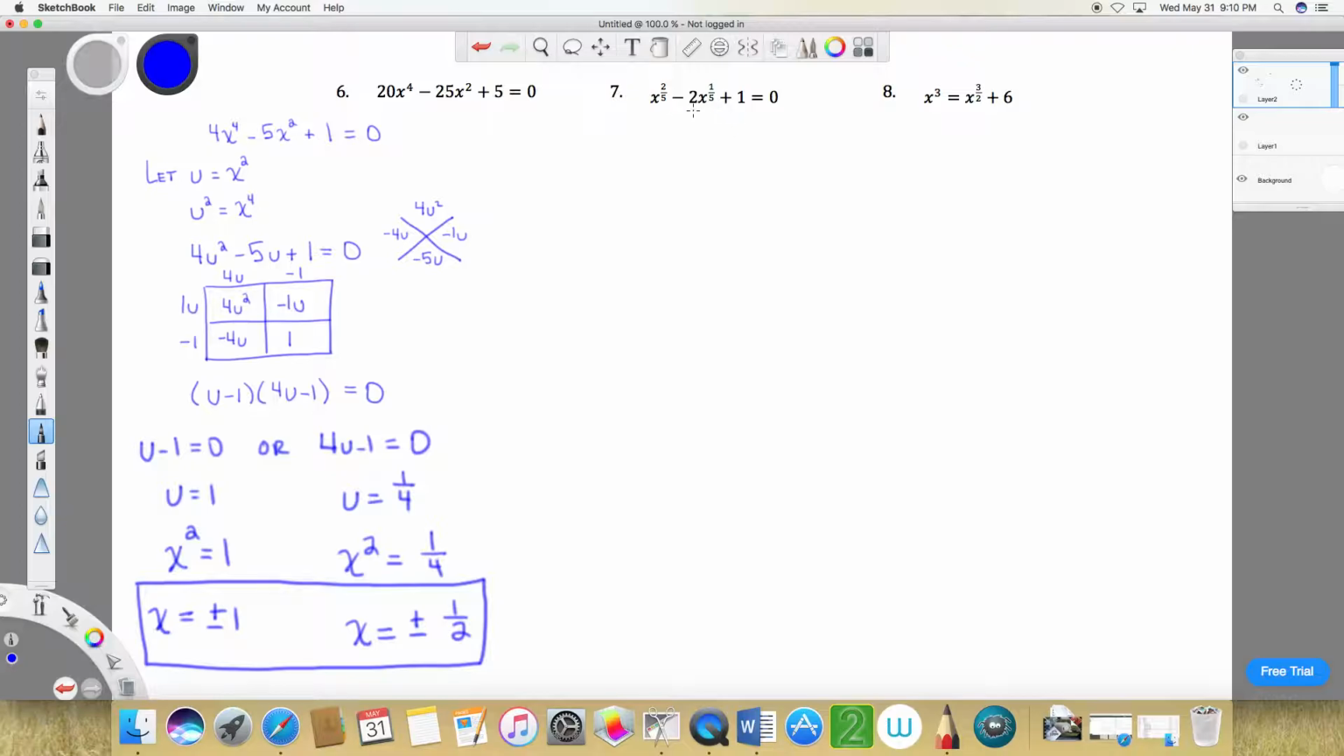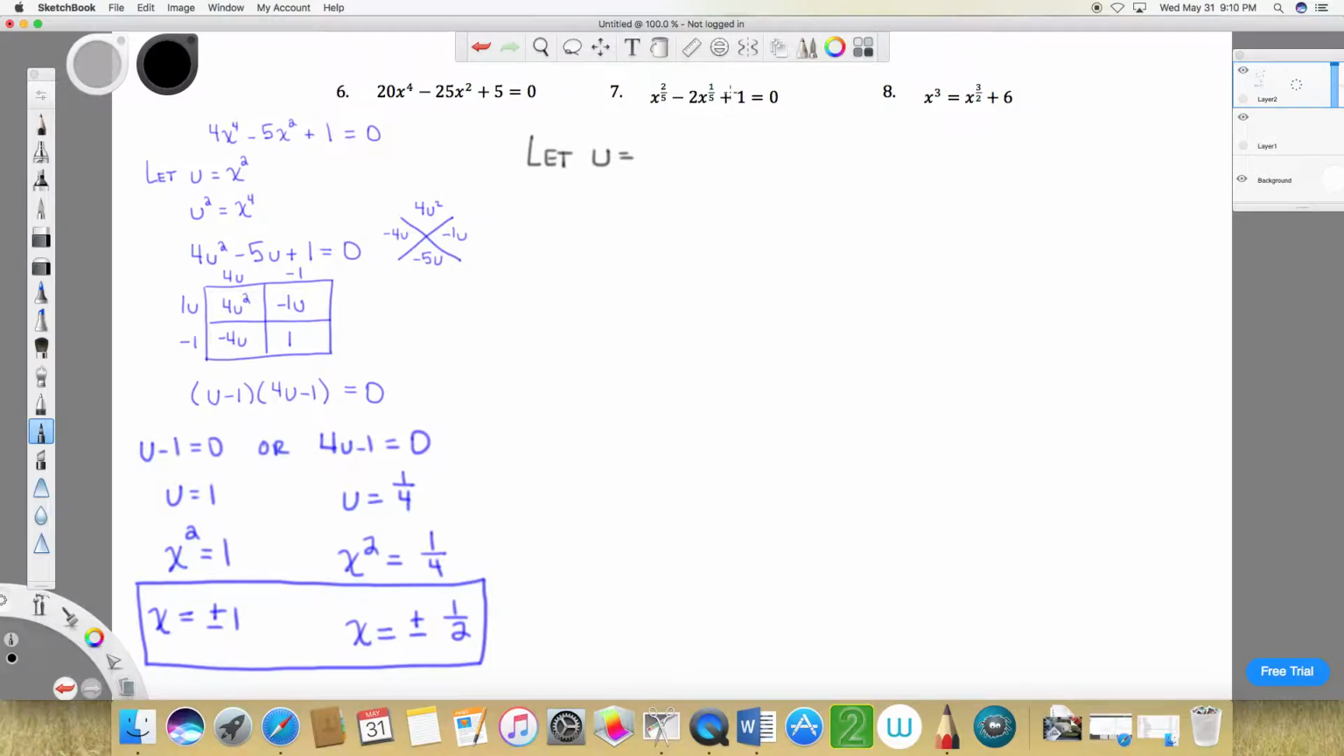Now, what about this middle one here? Is this quadratic in form? Well, look at this 1/5. That's half of 2/5. So yes, it's quadratic in form. This is set up where it's equal to 0, and I see no common factor like I did before. So I can jump right in and do my change of variable.